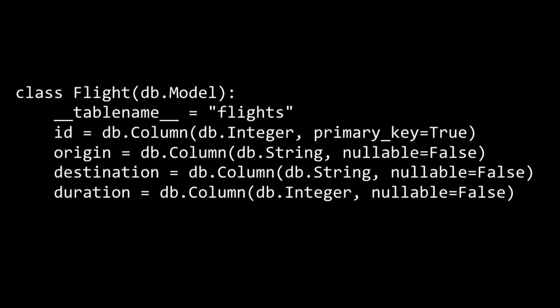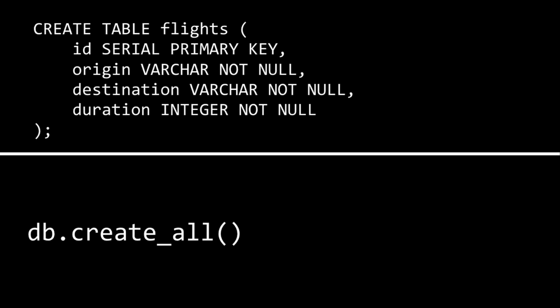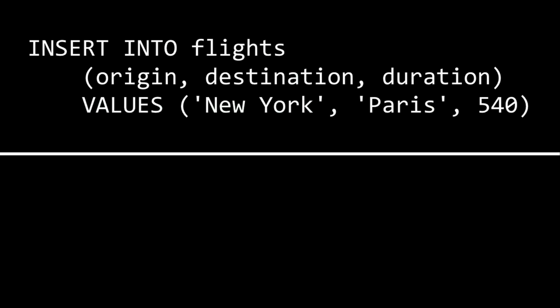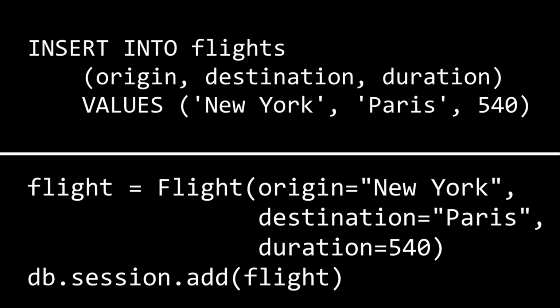So once we have a class that allows us to define all of the fields, we are able to say db.createAll in order to create everything, just as a review. Instead of something like insert into the flights these origin, destination, duration, these particular values, what we would instead do is say, OK, flight is equal to a new flight object. We would specify, OK, the origin is New York, the destination is Paris, duration is 540. And then we would say db.session.add flight in order to say add this flight to the database.